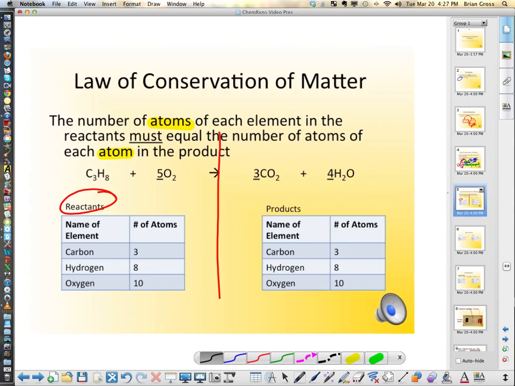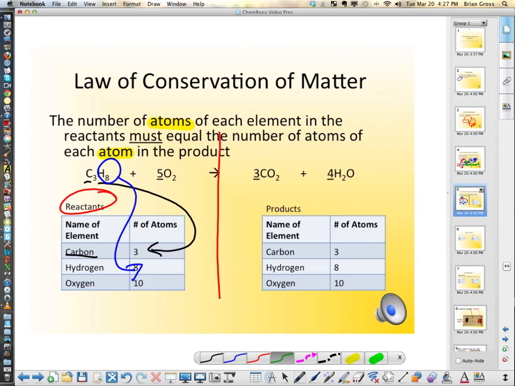So first, I'm going to look for all the carbon atoms. So here's carbon. We're going to identify them. Here's carbon, and it says I have 3 carbons. So I'm going to take that 3 and put it into the number of atoms because I have 3 carbon atoms. Next, I have hydrogen, and I have 8 hydrogen atoms here. Do I have any other hydrogen atoms on this side of the chemical reaction? I do not. So that 8 comes down here into the number of atoms.